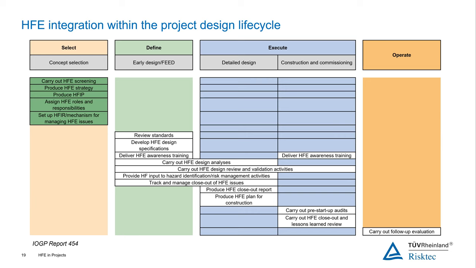From then on, you're going to have the human factors people and the HFE activities taking place throughout the design. What that typically means is, as the design progresses, people are going to be taking part in design reviews, and they're going to be iterative design reviews. As the design progresses in more detail, they're going to get more detailed reviews. So it'll be design reviews, design validation activities, input to hazard identification and risk management activities. And throughout that process, you're tracking and managing the closeout of HFE issues. And so when you get to commissioning, you'll have a closeout, and you'll be able to demonstrate that you've covered all the HFE issues that you've raised, and you've addressed all the requirements that you've set.